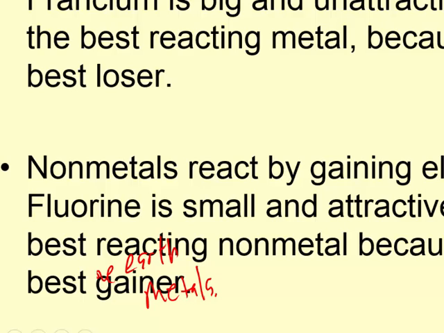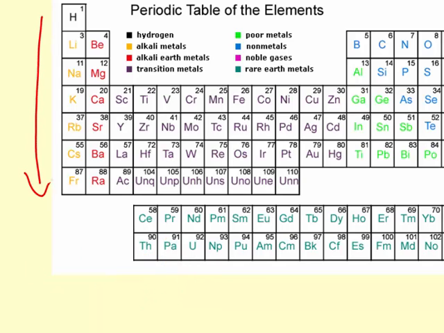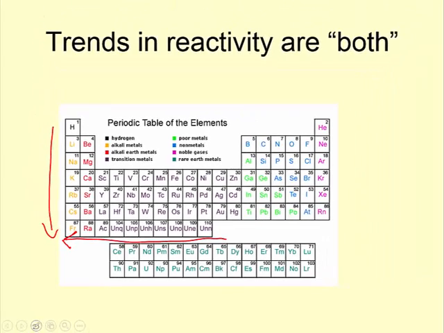Reactivity. Metals react by losing electrons. Francium is big and unattractive, so it's the best reactive metal because it is the best loser. Nonmetals react by gaining electrons. Fluorine is small and attractive, so it is the best reacting nonmetal because it is the best gainer. Looking at trends in the periodic table, the most reactive metals go this way, but the most reactive nonmetals go this way.